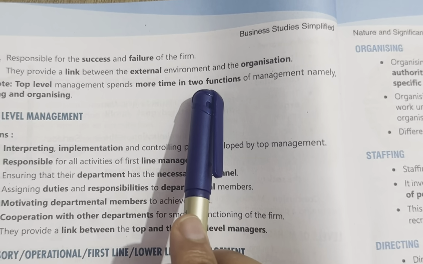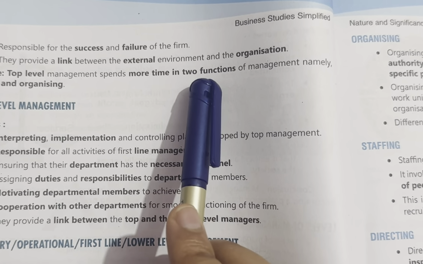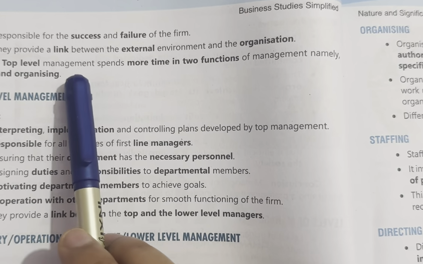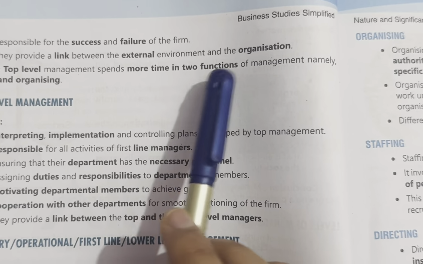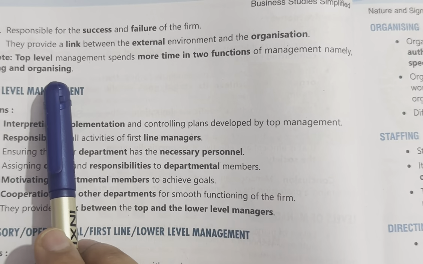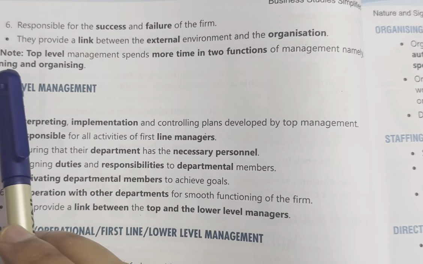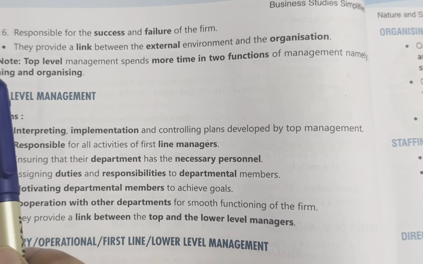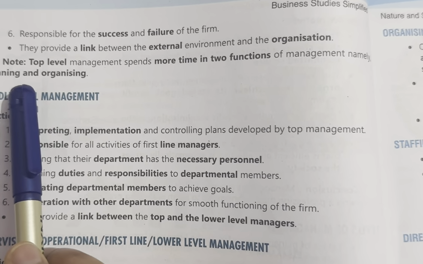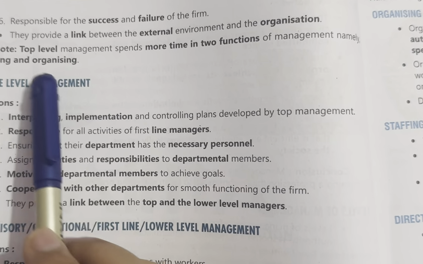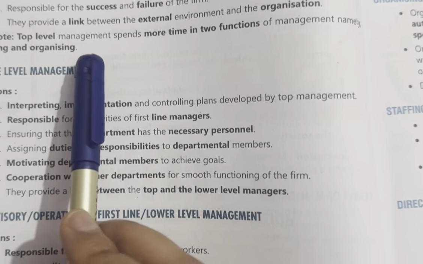Top level management spends more time in two functions of management. As in the first class I told you regarding 5 functions of management. So here they are saying that top level management spends most of their time in 2 functions of management, and these functions are planning and organizing. As it is a duty of top level management to plan the strategies that how to achieve organizational goal and to organize the things according to that.